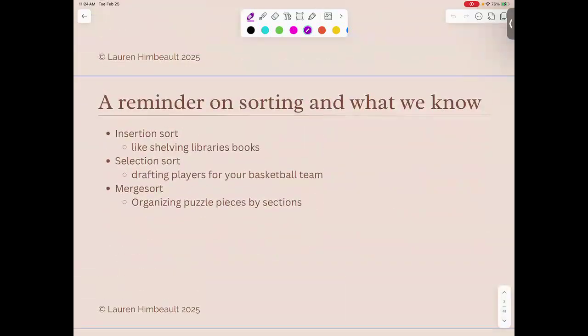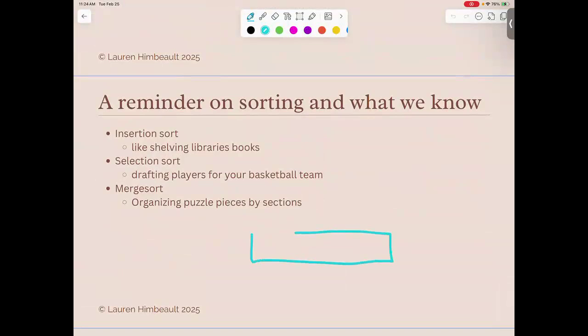So let's just very quickly remind ourselves that insertion sort is a bit like shelving books in a library, where you have your set of library books and they're all out of order. And so you sort of just take each one and put it in the right order, sort of shoving over the ones that still need to be sorted.